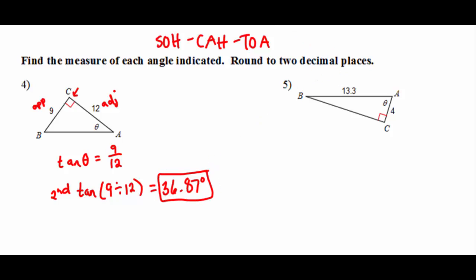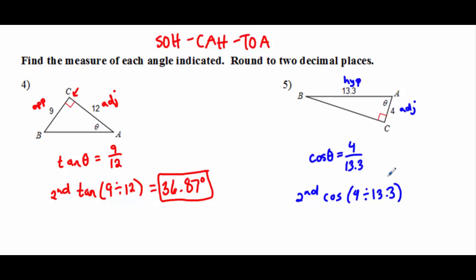And then we're just going to do basically the same thing on number 5. So the important thing is to pick out the right trig function to use. Across from my right angle is the hypotenuse, so the hypotenuse is 13.3. This 4 is on the side that's adjacent to theta, so that's adjacent. Adjacent and hypotenuse are cosine, so cosine of theta equals 4 over 13.3. I'm going to do second cosine, 4 divided by 13.3 in my calculator.